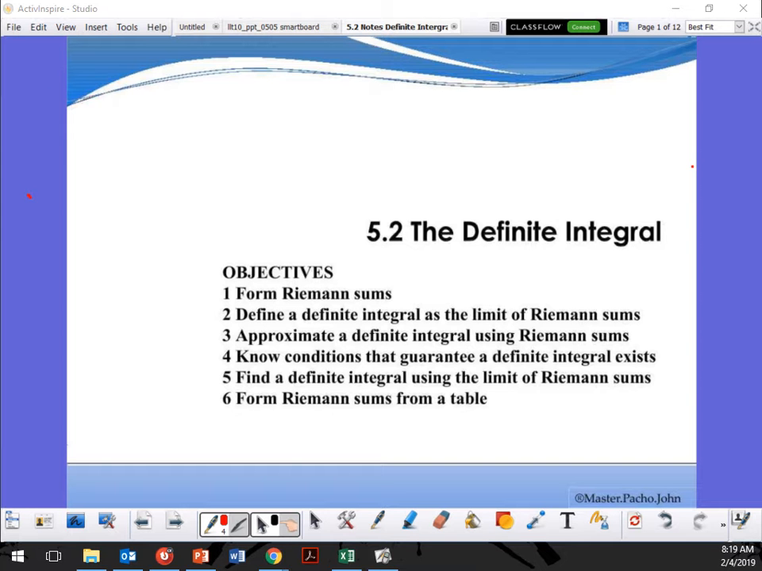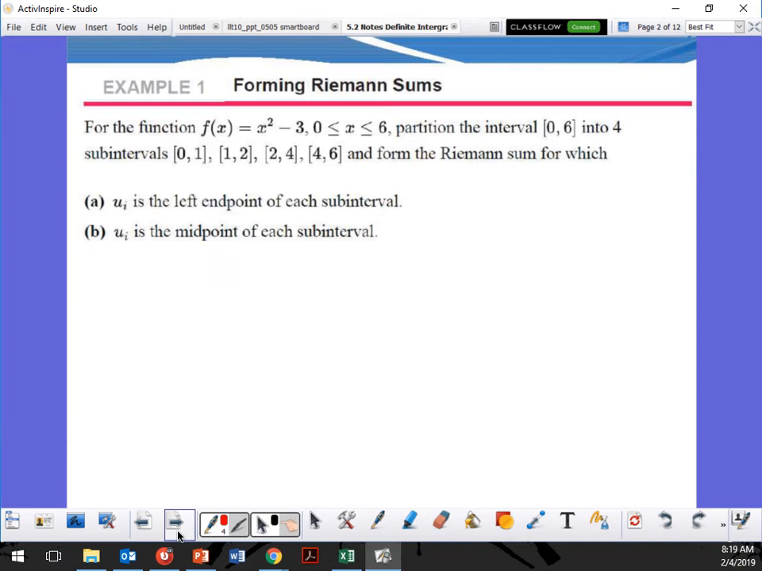Okay, definite integral. Yay. Integrals. Yes. That's the only positive. Antiderivative today. Okay.